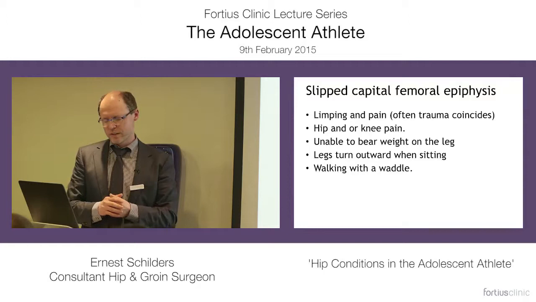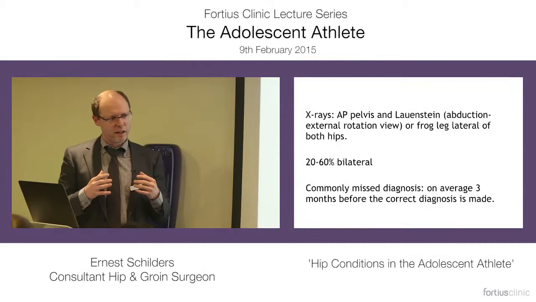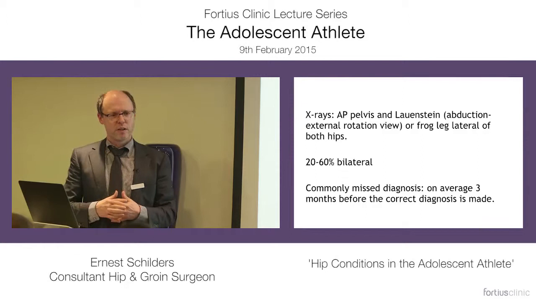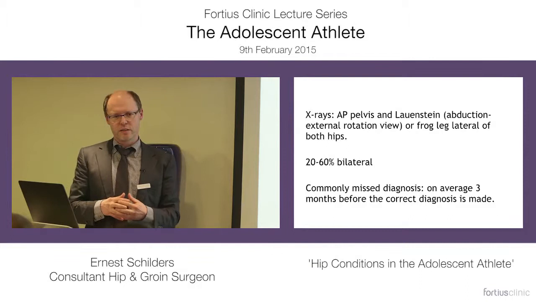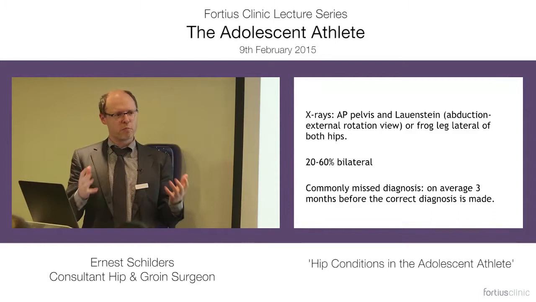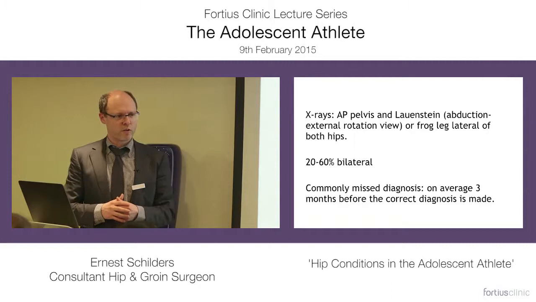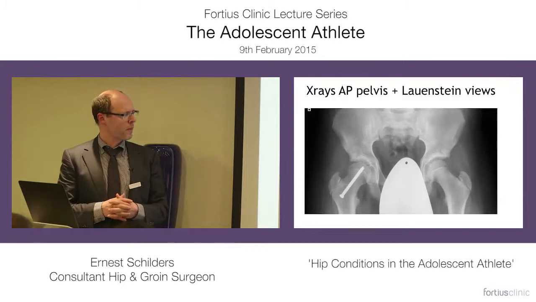I'm a big fan of x-rays as the first call for any hip condition, especially in a child who starts to limp. It is really important that you take X-rays. The views that you want to take are an AP pelvis and a Lowenstein or frog leg lateral, and you have to take both hips because of the incidence of bilaterality. But it's commonly misdiagnosed, and it usually takes about 3 months on average before the correct diagnosis is made. At that stage, you can already have lost your opportunity because you want to be able to fix the epiphysis in an anatomical position.